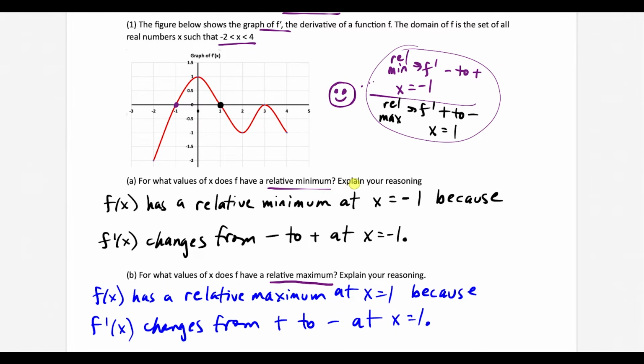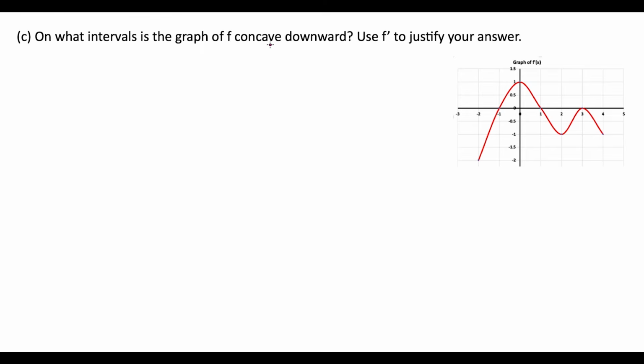Now, one thing to point out here, when the questions tell you to explain your reasoning, you just have to make sure that you write an actual sentence here. But remember, to argue why we have a relative minimum and maximum, we have to make mention here of our first derivative changing signs. So now for part C, we want to find the intervals where f is concave downward, and we're going to use f prime to justify our answer.